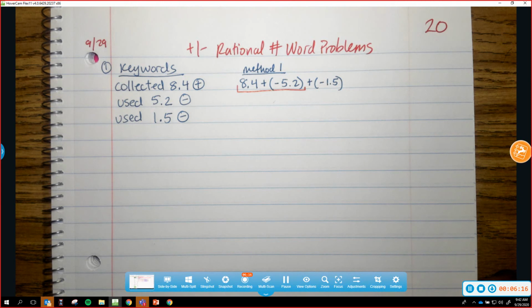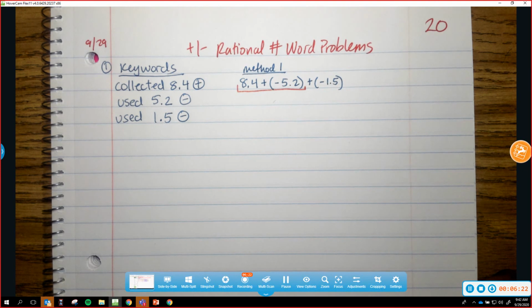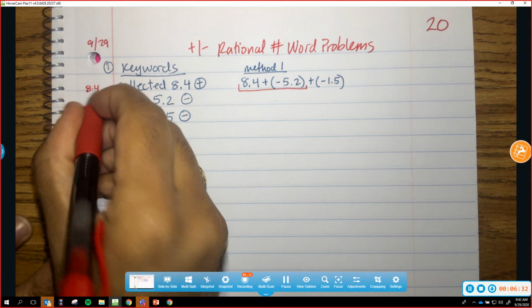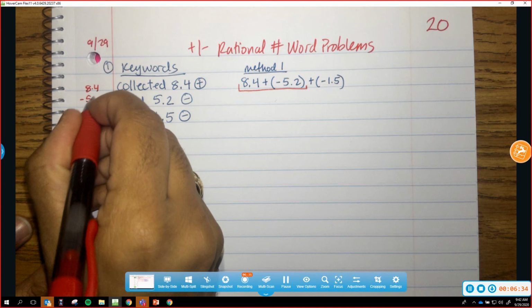Well, you just do the same thing as adding a positive number to a negative number. It's like subtracting, right? Because I have a positive and a negative, they don't mix together. They start canceling each other out. So I'm going to work this out to the side: 8 4/10 minus 5 2/10.